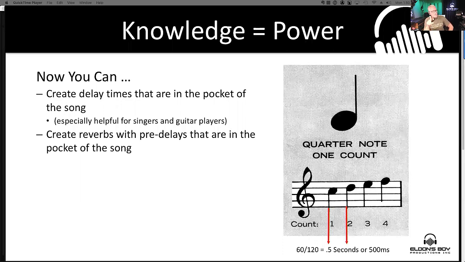Guys, if your mics are not muted, please mute them. I'll mute you up here in a second if you need me to, but please mute your mics to keep the background noise down.